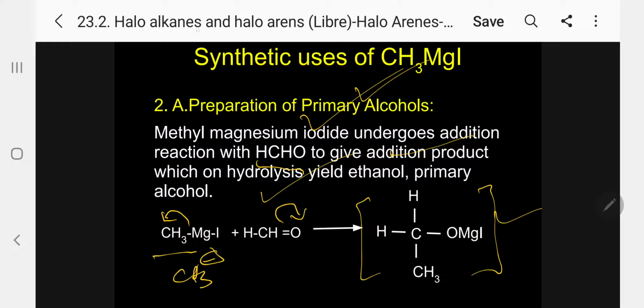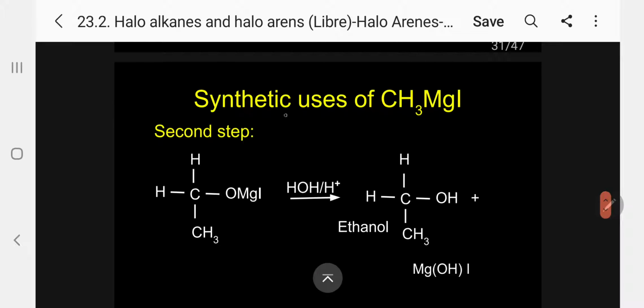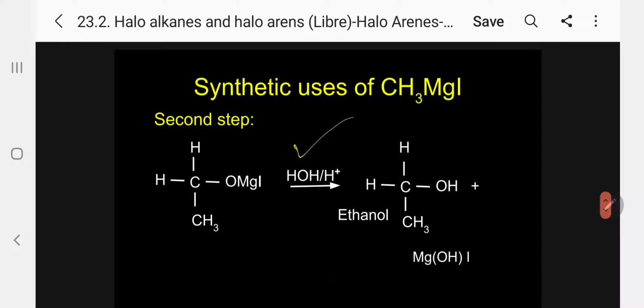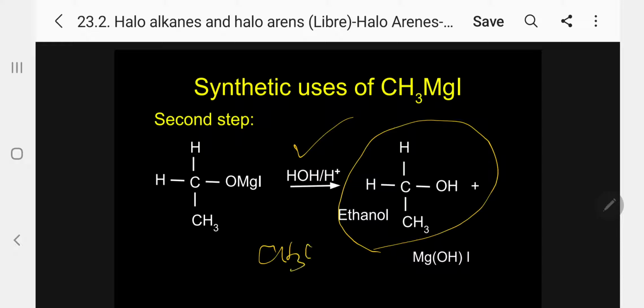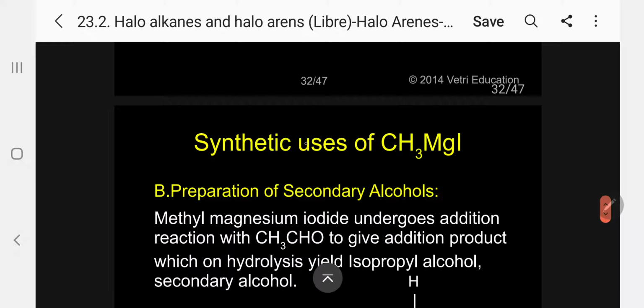Kindly follow. And this intermediate, in the second step, undergoes hydrolysis in presence of acid medium. We are getting this ethyl alcohol, that is CH3, CH2, OH. In what way? Here it is cleaved. Water is added, H here and H here. Kindly follow. So we are getting CH3, CH2, OH, primary alcohol. So formaldehyde gives primary alcohol. It is only a two-step process.